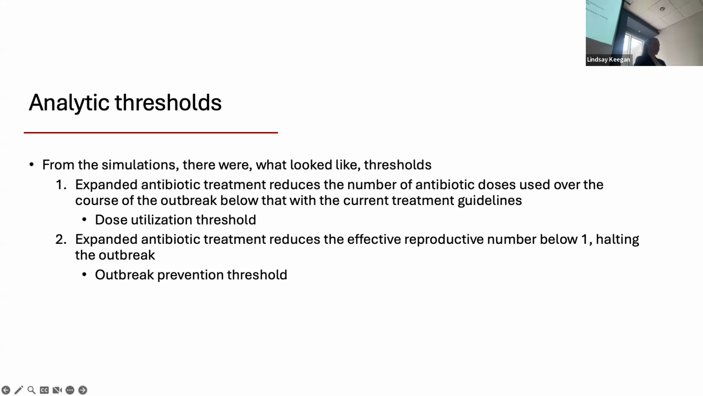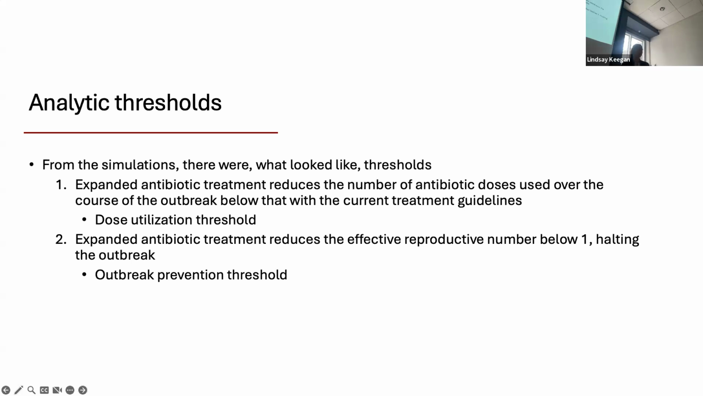The dose utilization threshold is where expanded antibiotic treatment reduces the number of antibiotic doses over the course of the outbreak below that with current treatment guidelines. So those were the purple dots. They were so good that you're actually using fewer antibiotic doses over the course of the outbreak. So in this case, you definitely want to be expanding your treatment guidelines because you're going to use fewer doses. You're protecting the antibiotic stores that you already have compared to your current guidelines.